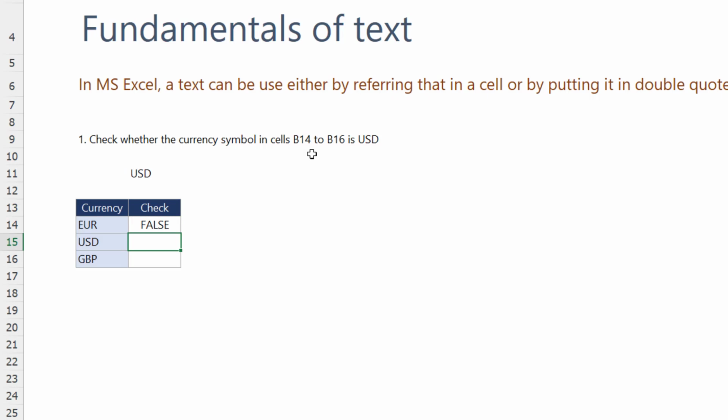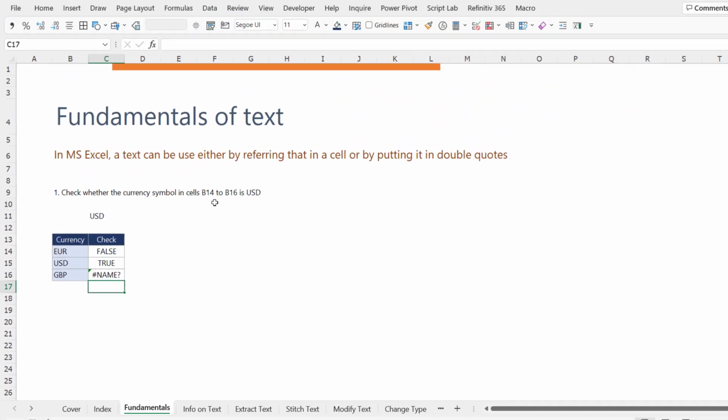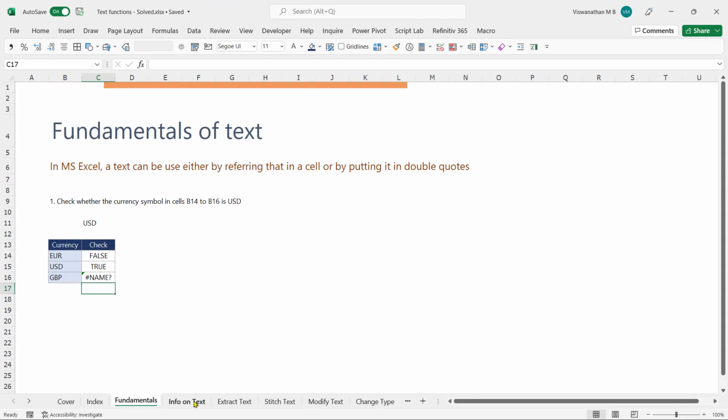On the other hand, if the text is not inside the cell, then another thing we can do is type the text directly into a formula within double quotes. But in case we don't use the double quotes, Excel will treat this text as a reference to a name, and since right now we don't have any name called USD, it will return a name error to us. Now let's move on to the next chapter.